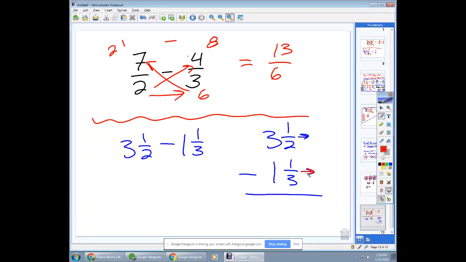So I'm going to switch colors here. What should the denominator be here? 6, which means we have to multiply by 2 top and bottom, which is 2/6, or 3 top and bottom, 3/6. Okay, now I can do this. So 3/6 minus 2/6 is 1/6. 3 minus 1 is 2, so 2 1/6. Wasn't too bad.